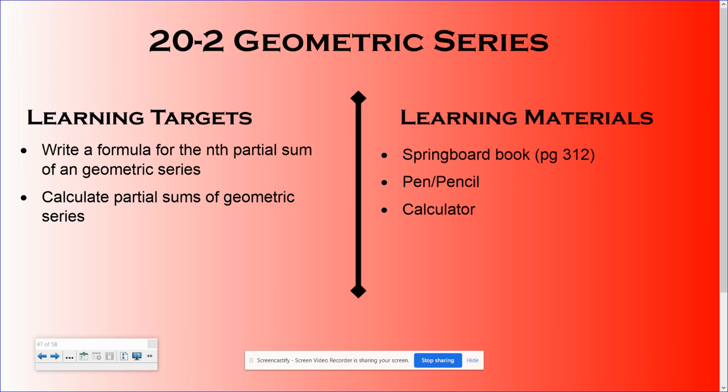Lesson 20-2 talks about geometric series. So in this lesson, we're going to be talking about partial sums for a geometric sequence and calculating those values. So we're on page 312 in your book. You need something to write with, and you need a calculator for this lesson, or Desmos.